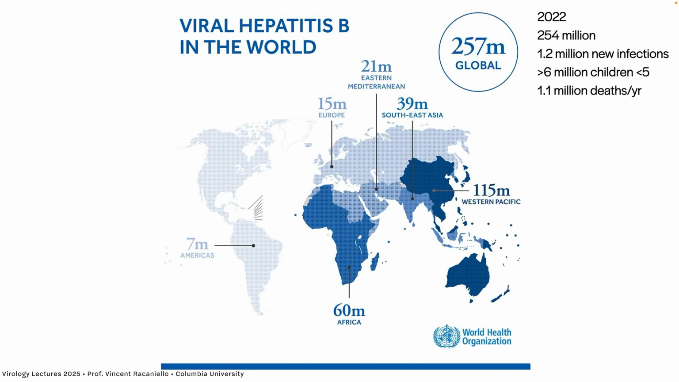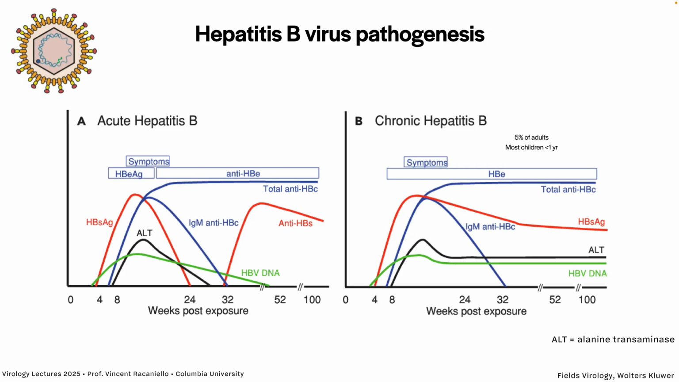Here are the numbers. Very hard to get up-to-date numbers. This is from 2022. 254 million people are currently infected globally. These are the countries where most of them are. And in 2022, we had 1.2 million new infections. There are currently over 6 million children infected less than 5 years of age. They're going to go on to get liver cancer. And 1.1 million deaths a year. This is a big problem, but we do have a vaccine, which we'll talk about later.